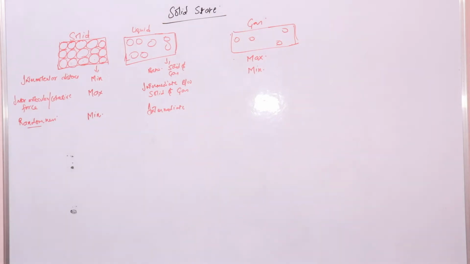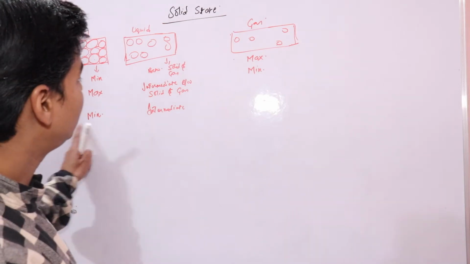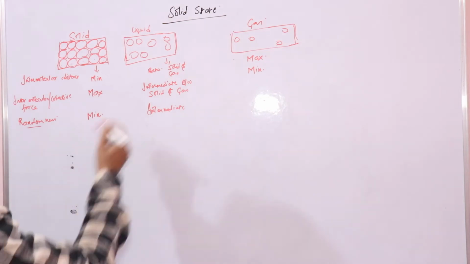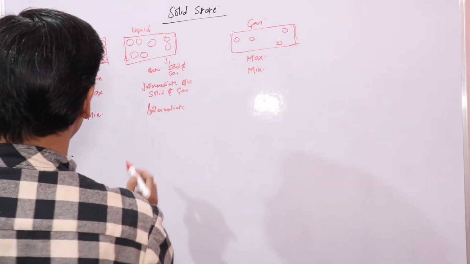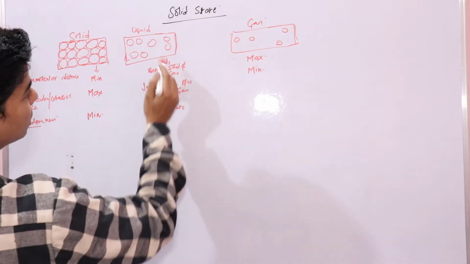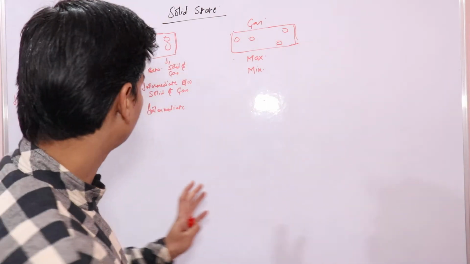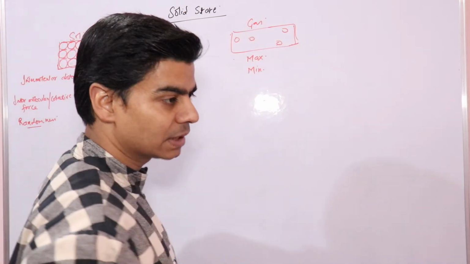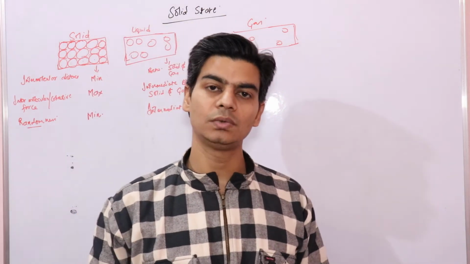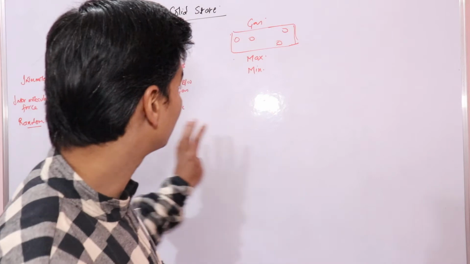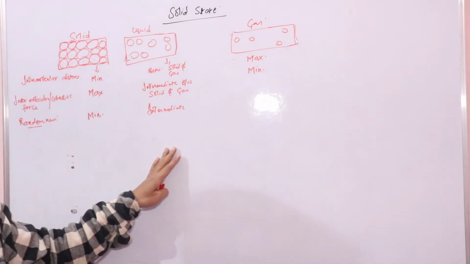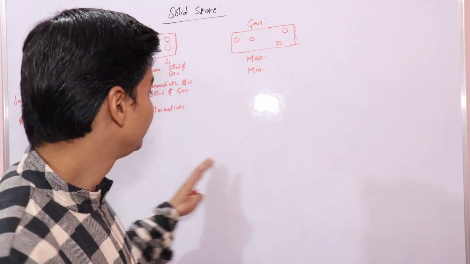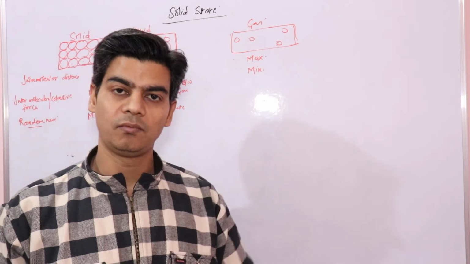Now, looking at the particles in liquids and gases, due to randomness the molecules in liquids can move in different directions. In the case of gases, randomness is maximum, so molecules can move randomly in all directions. That is why liquids and gases can flow.